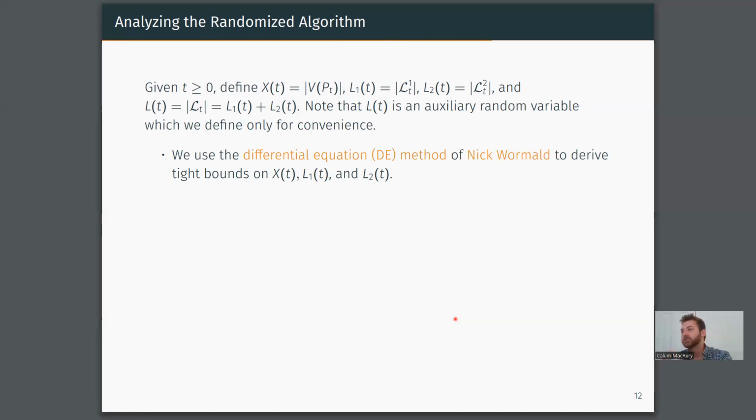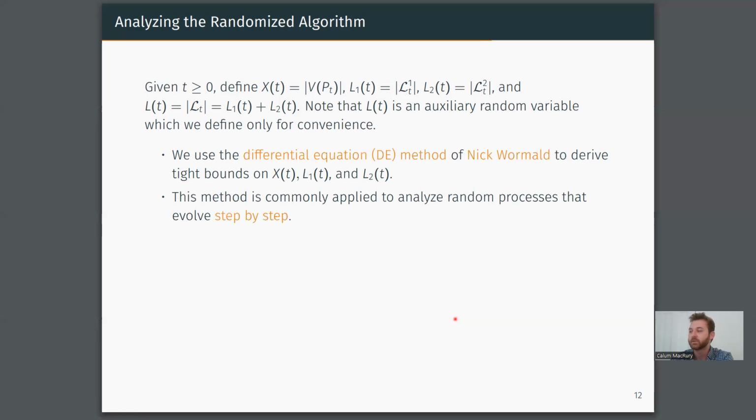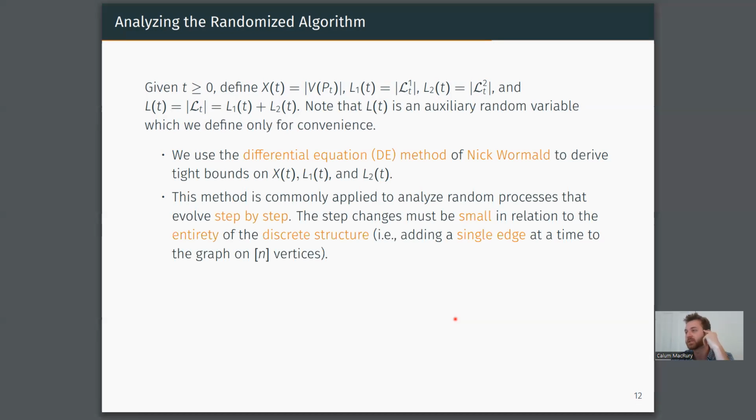The way our analysis goes is that we apply the differential equation method of Wormald to derive tight bounds on X, L1, and L2. This method is commonly applied to analyze random processes that evolve step by step. The key point is that the step changes must be small in relation to the entirety of the discrete structure. So in our setting, what this means is that in each round we add a single edge, and this is very small relative to the current graph on n vertices.